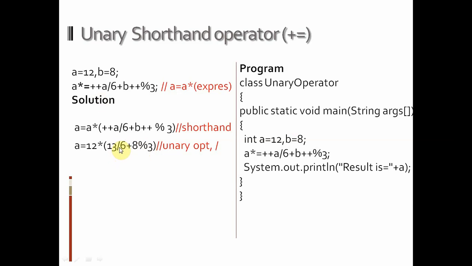In case of left to right, first this division operator will be solved: 13 divided by 6 gives 2, hmm, as shown here. Now the only high priority operator left is modulus, so it will be solved next, and the remainder will be 2. Now the plus operator will be solved and the bracket will open, and finally we will get 48. So like this we can solve a shorthand operator, and its value is always executed or solved at last.